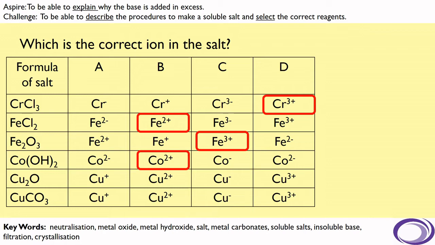For cobalt, it will be Co2+, as there are 2 hydroxide ions attached to it. For copper, Cu2O, the charge will be Cu+. But for copper carbonate, CuCO3, the charge will be Cu2+. So that's another example of those transition metals giving ions of different charges.